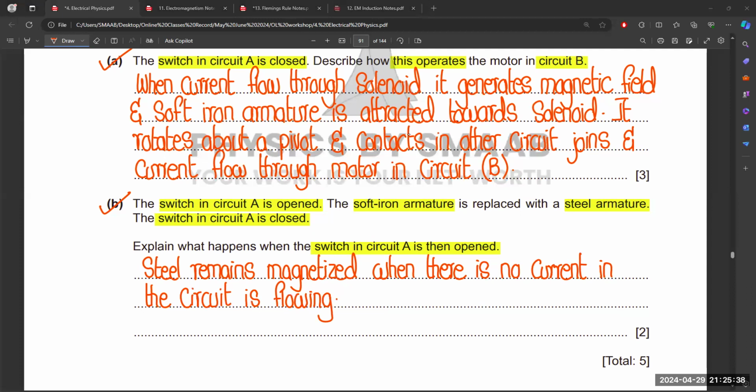So this is the concept of this setup which is given in the question of relay.